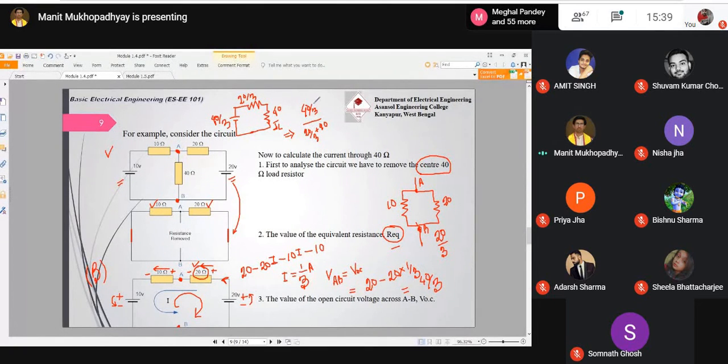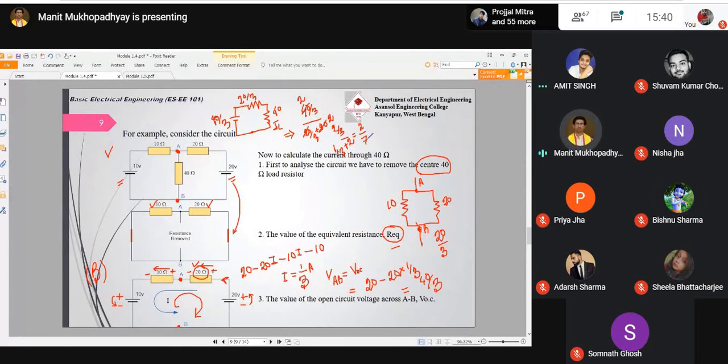So I am cancelling this 20. I can write here 2, I can write here also 2. So 2/3 by 1/3 plus 2. 2/3 by 1/3 plus 2. So it will be simply 2 by 7. Very good, 2 by 7.